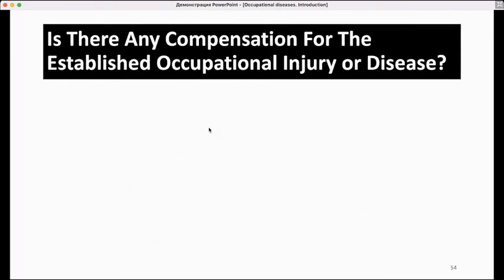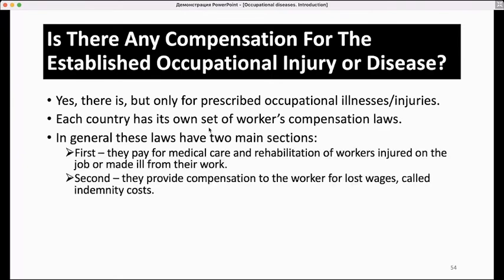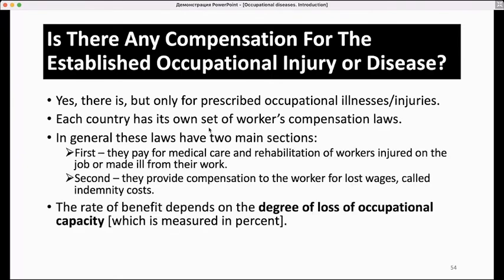And we move to one of the important issues. Is there any compensation for the established occupational injury or disease? Yes, there is, but only for prescribed occupational illnesses or injuries. And each country has its own set of workers' compensation laws. In general, these laws have two main sections.